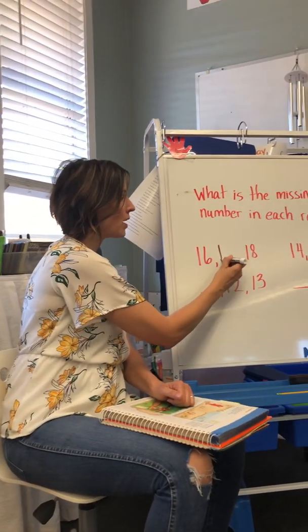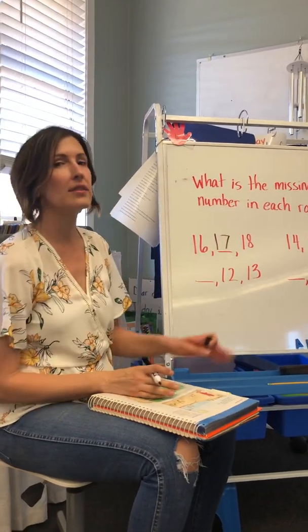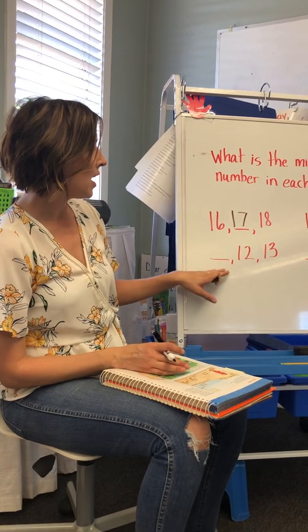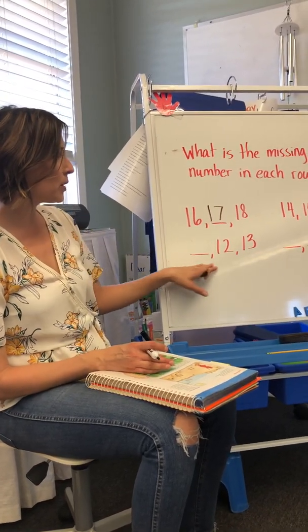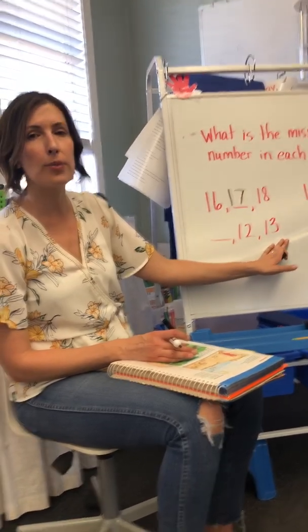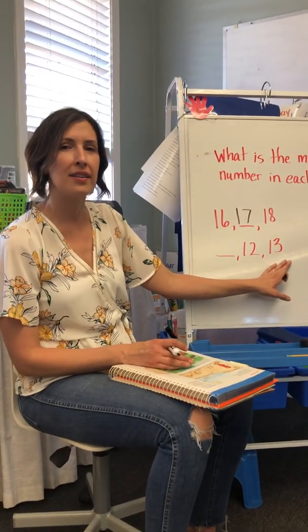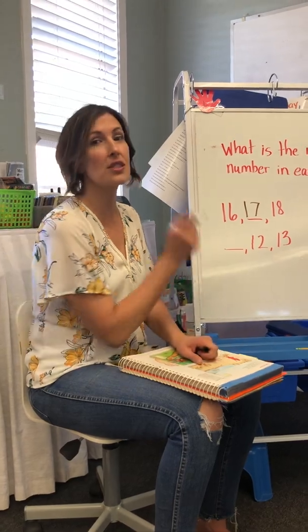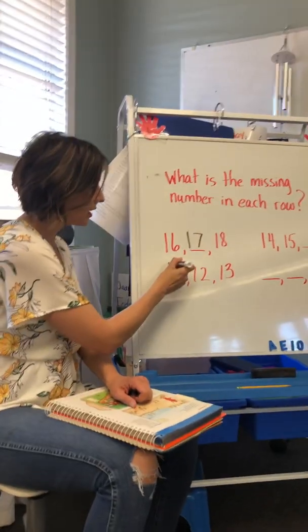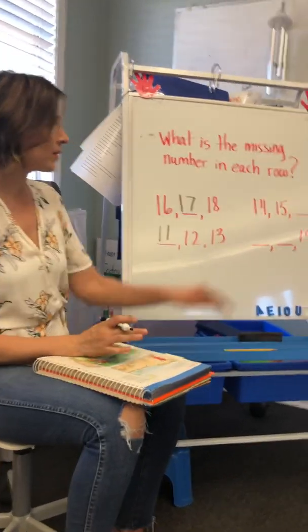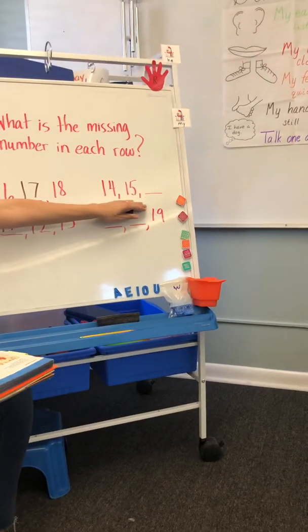Did you put a 1 and then a 7? Good job. All right, look here. Look at these set of numbers and tell me what the missing number is. 11. Yes, it's just simply 2 ones. 11. All right, let's look at this set of numbers.